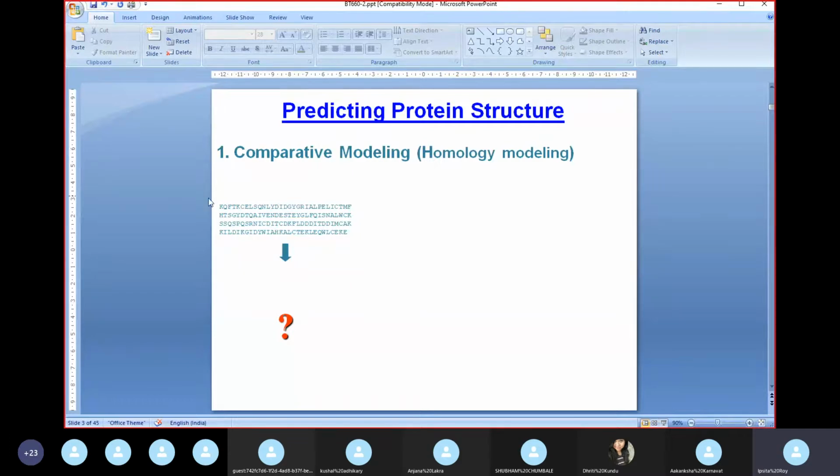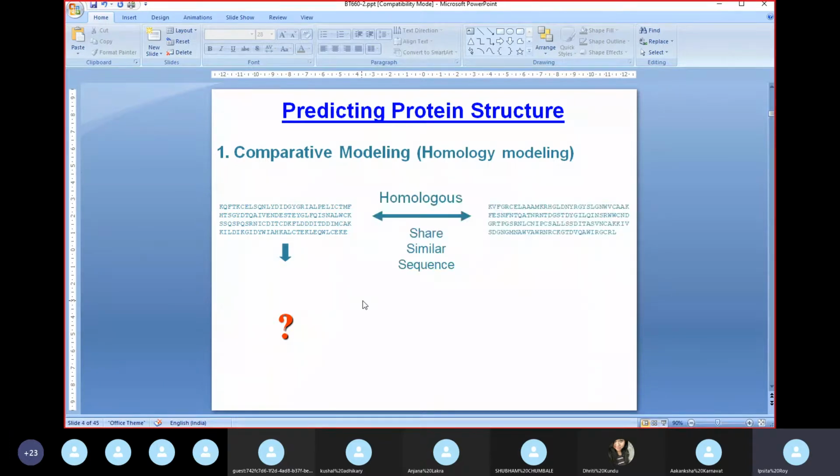So what do you do in that? Let us suppose this is an amino acid sequence you have, and you are now trying to predict what kind of structure this protein is likely to form. This is a new sequence you have, and you are trying to find out what kind of structure it will have. So what you do in this case is you go to your database and you look for sequences which share homology or which are similar to this sequence. Your database has sequences whose structures are known, right? So you take this sequence, go to your database, look for homologous sequences.